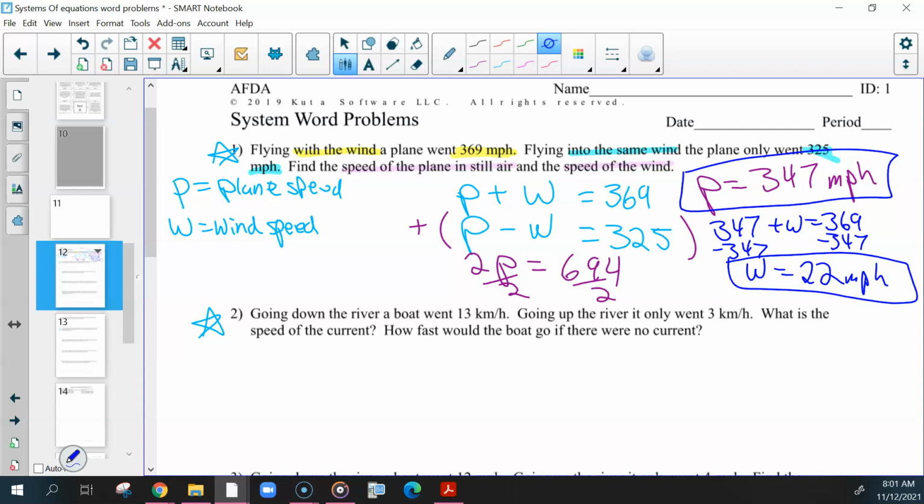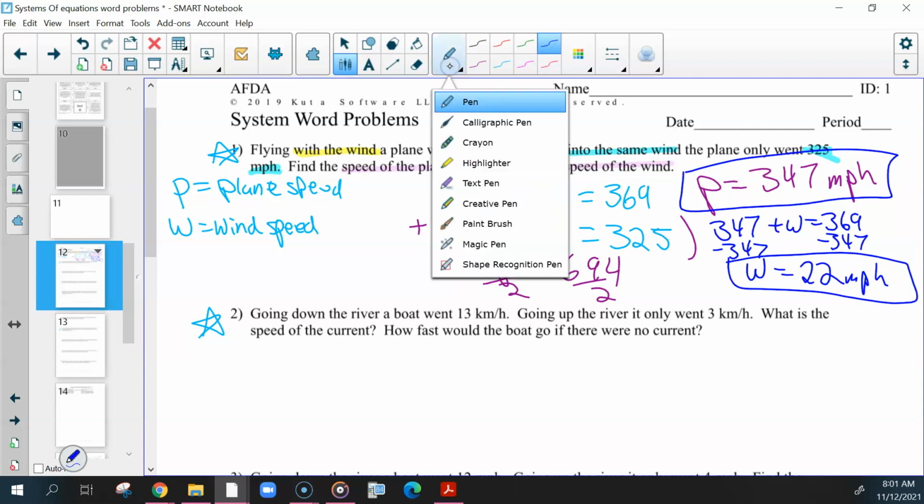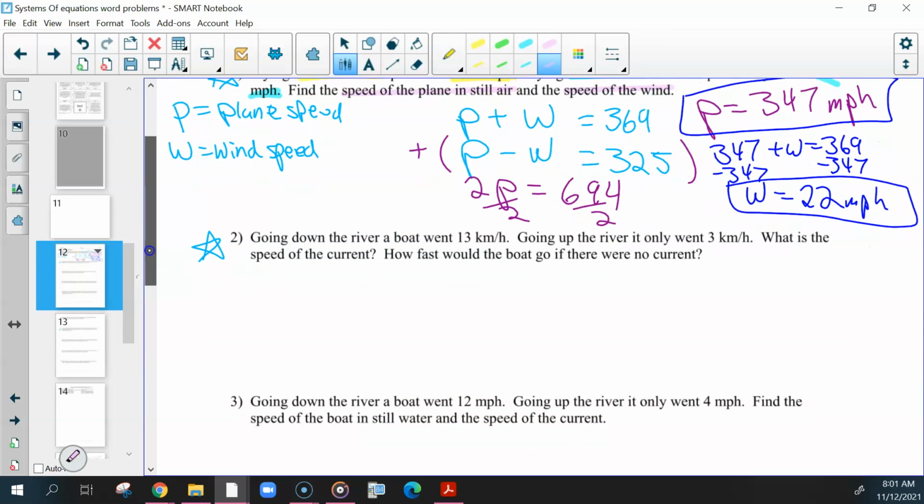We're going to do this next example where it's talking about a boat. Going down the river, a boat went 13 kilometers per hour. Going up the river, it only went 3 kilometers per hour. What is the speed of the current? So it's talking about the river. How fast would the boat go if there were no current?